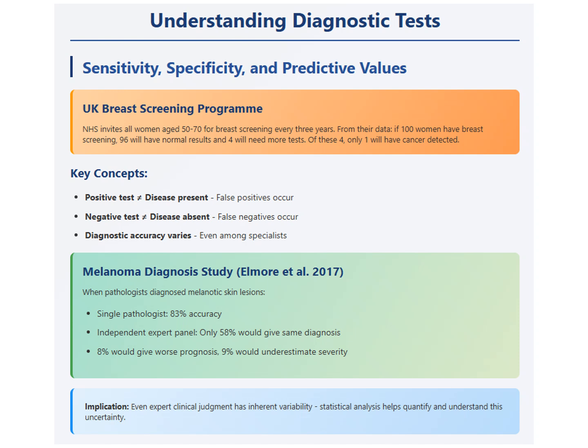Think about what this means. If a woman gets a positive screening result, meaning she needs more tests, there's actually a 75% chance she doesn't have cancer. 3 out of 4 positive screening results are false positives. This might seem counterintuitive, but it illustrates a fundamental principle. A positive test does not mean disease is present. A negative test does not mean disease is absent. There are always false positives and false negatives.